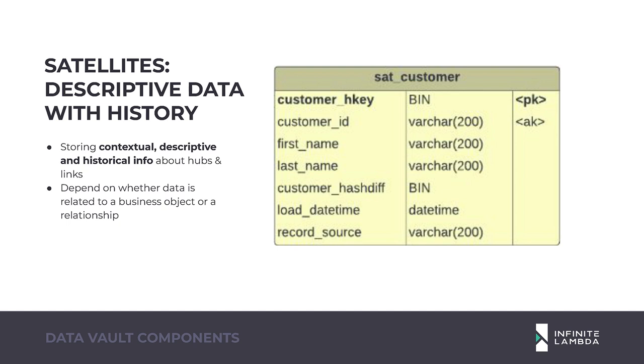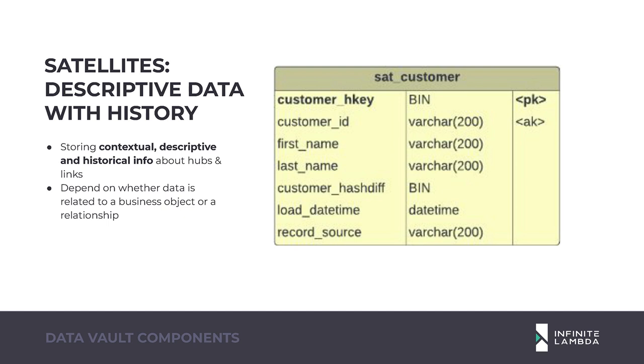But they all do the same thing: they have extra attributes, and they store history and how those attributes change over time. For example, this is SAT customer, a satellite that contributes to the hub customer that we just talked about. If we look at the hub, we only see customer ID, right? We don't know the name or attributes like email. The satellite provides more info to that primary key, that customer ID. So we may have first name, last name, email, or address.